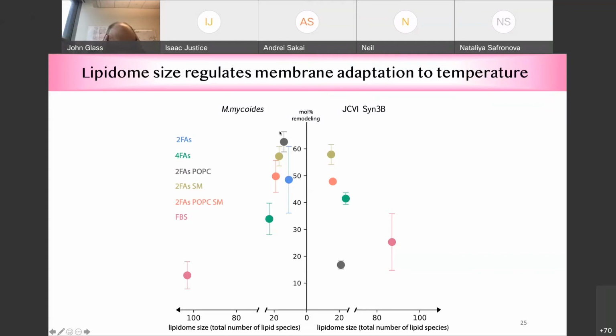correlation between the lipidome size and the overall lipidomic remodeling, which suggests that membranes with larger lipidomes are more robust and do not need a lot of changes to maintain bioactivity of their membranes, as this result is conserved in the minimal cell. This indeed suggests that this is a fundamental property of living membranes.